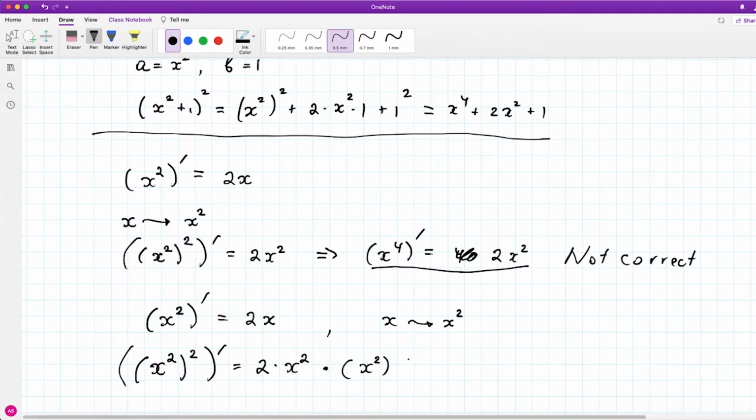whatever we obtained by replacing x with x squared. We need to multiply that by the derivative of what we are replacing x with. So in other words, in this particular case, by the derivative of x squared. And so now you see that the derivative of x to the power of 4 is 2x squared times 2x, and that simplifies to the correct result of 4x cubed.